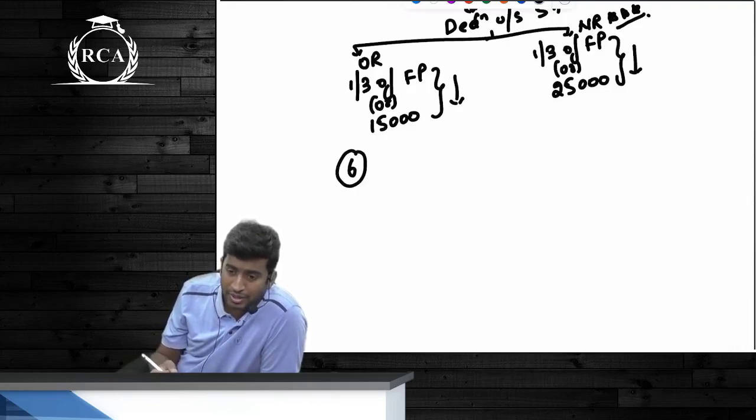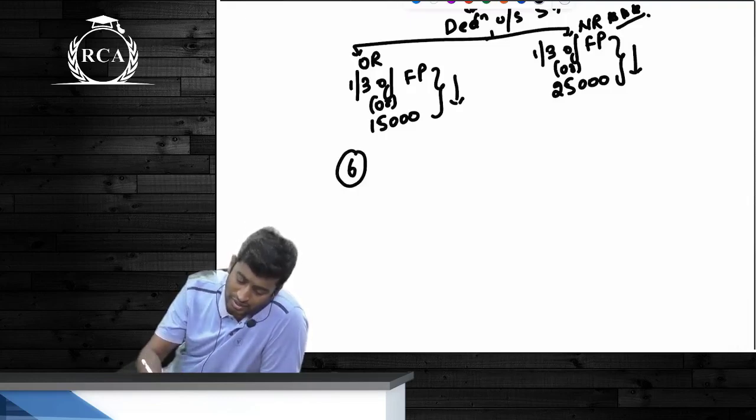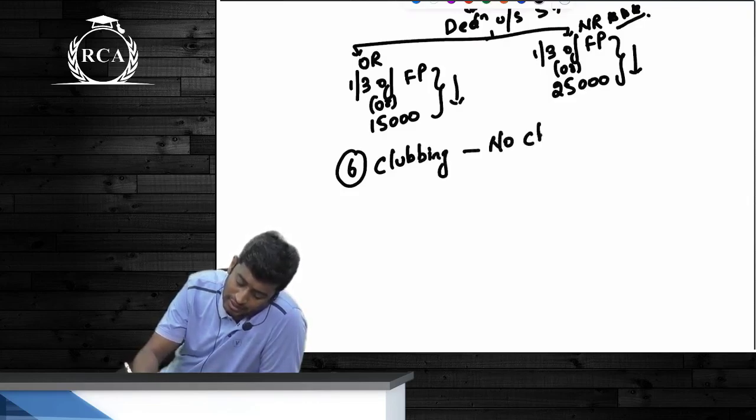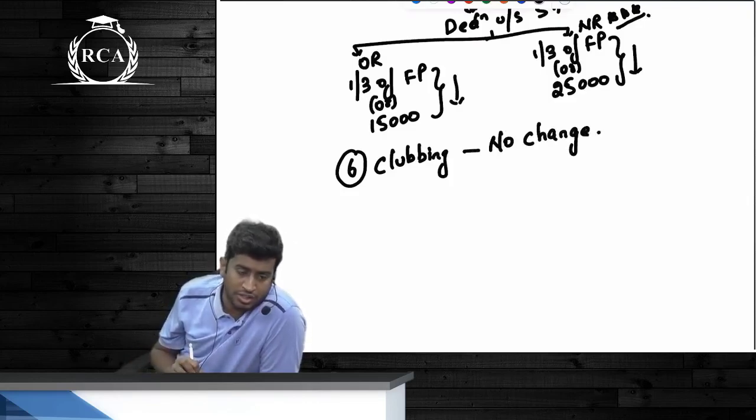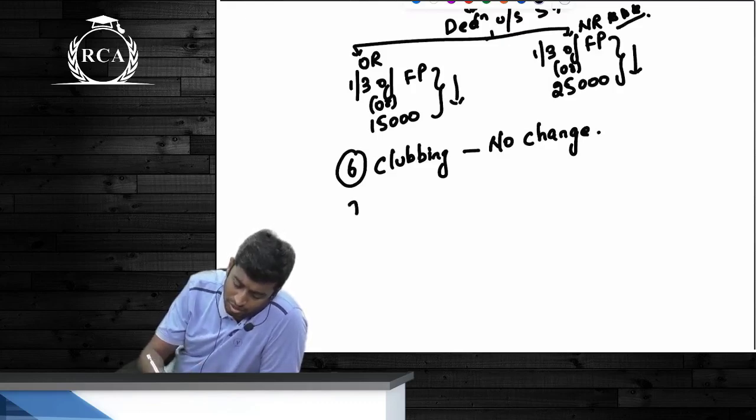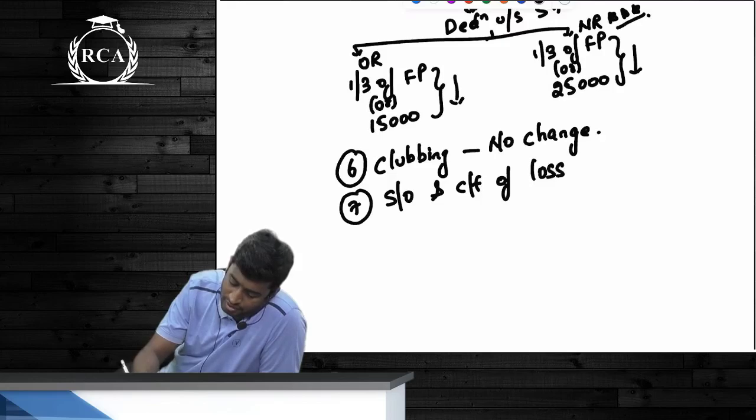Next chapter after five heads is clubbing. In clubbing there is no change in the law. Next chapter after clubbing: set off and carry forward of losses.